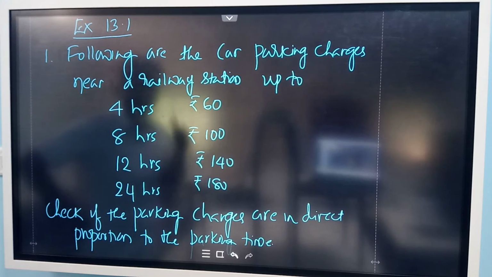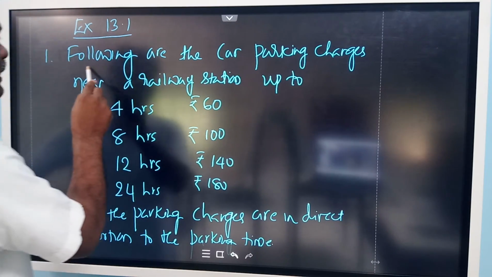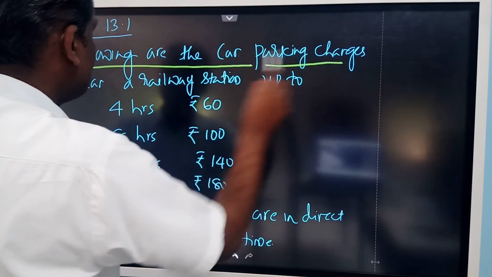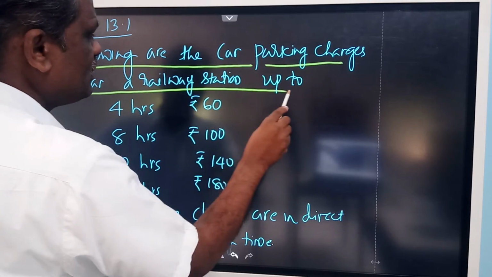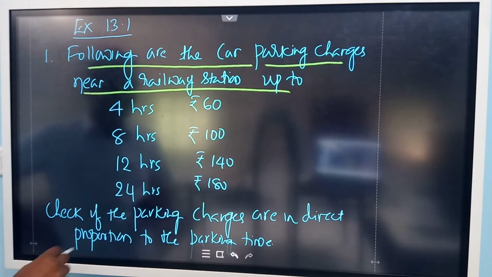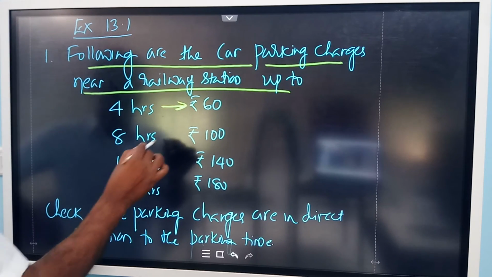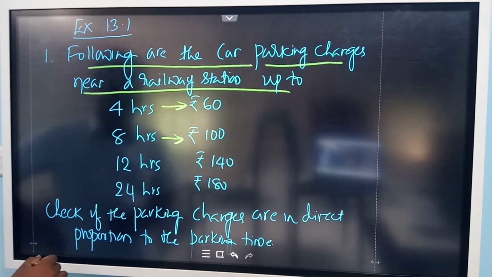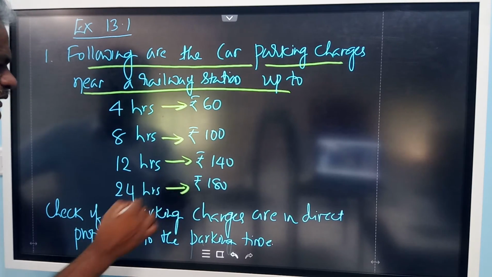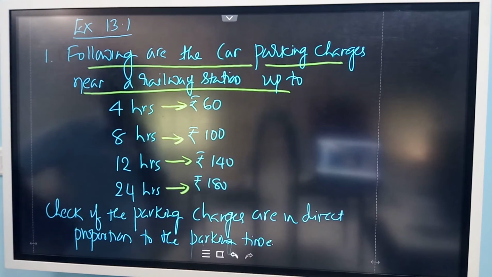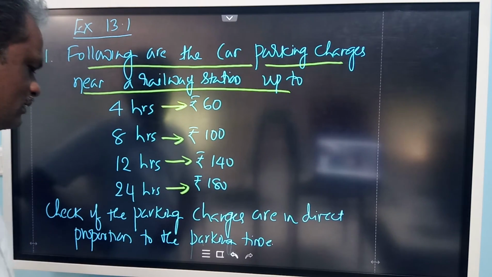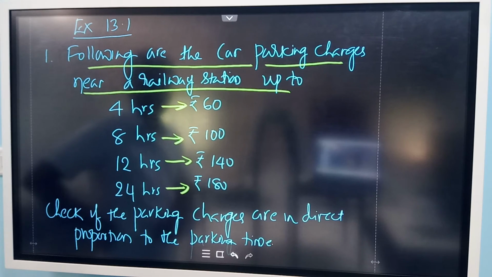Exercise 13.1, the first question is like this. Following are the car parking charges near a railway station. Up to 4 hours they charge rupees 60. Up to 8 hours they charge 100. Up to 12 hours they charge 140. Up to 24 hours, rupees 180. Check whether the parking charges are in direct proportion to the parking time or not.